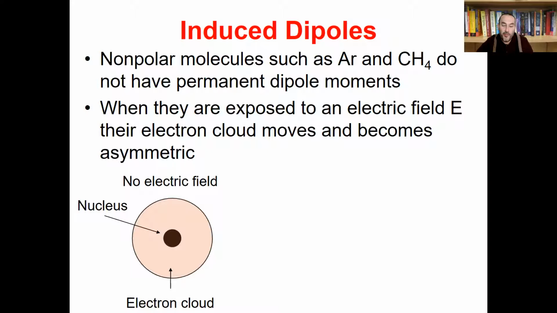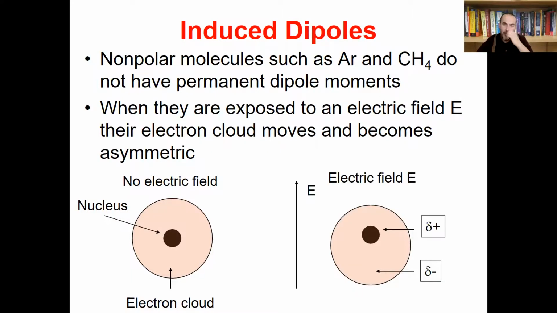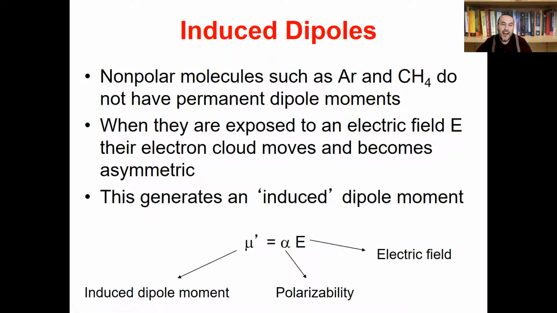In the nucleus, you have the proton, which is positively charged, and you have the electron clouds. So now, rather than being symmetric, under the effect of an electric field, you have some sort of polarization, right? Again, this is the proton or nucleus, and then you have the electron cloud. So because of this, now you have what we call an induced dipole.